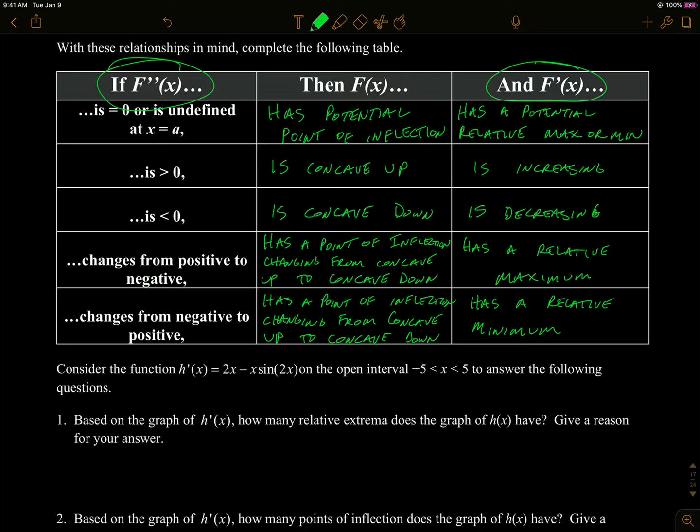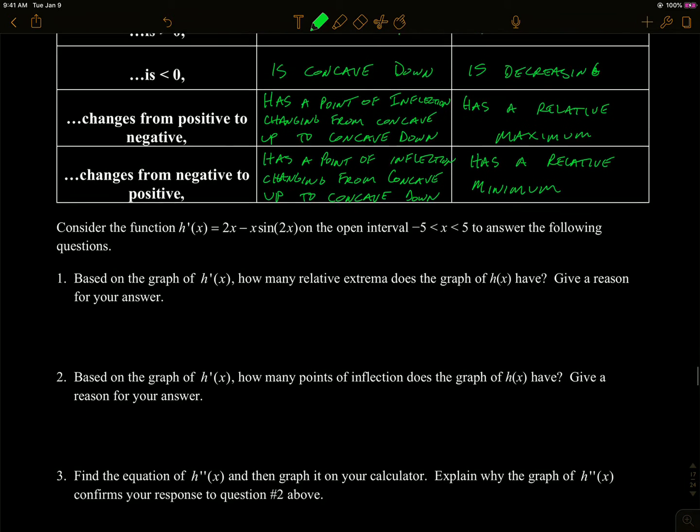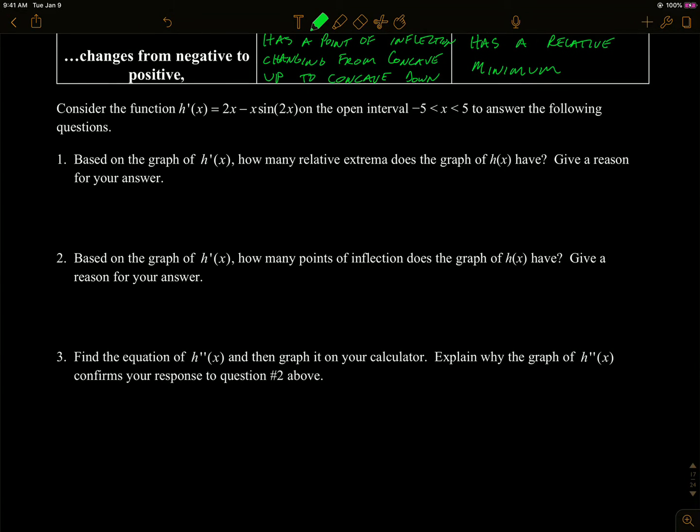So we're going to now try to make the connection between these two columns, and we can ask the question in both directions. I can give you information from the right column and ask you things about the second derivative. I can give you information from the second derivative and ask you about the first derivative. That's what this little section is about. All right, so we're going to consider this function. Notice it's the derivative on the open interval to answer the following questions. Based on the graph of h prime of x, how many relative extrema does the graph of h of x have?